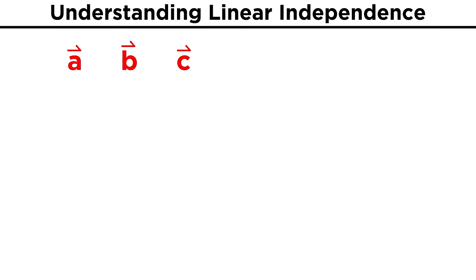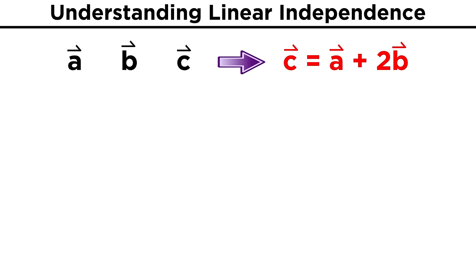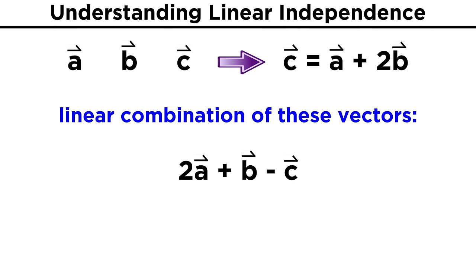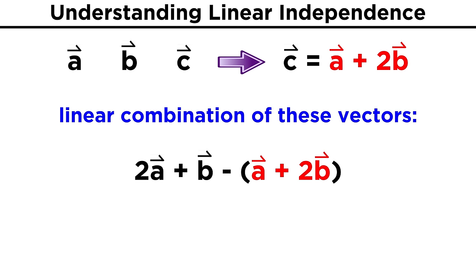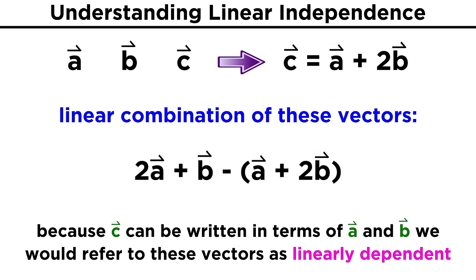Let's start by considering three vectors, A, B, and C. Let's also say that C is equal to A plus 2B. In this case, for any linear combination of A, B, and C, such as 2A plus B minus C, C can be replaced by A plus 2B, making it a combination of only A and B. Because C can be written in terms of A and B, it is unnecessary information, and the vectors A, B, and C are said to be linearly dependent. That the vector C can be written in terms of A and B makes it dependent on them.